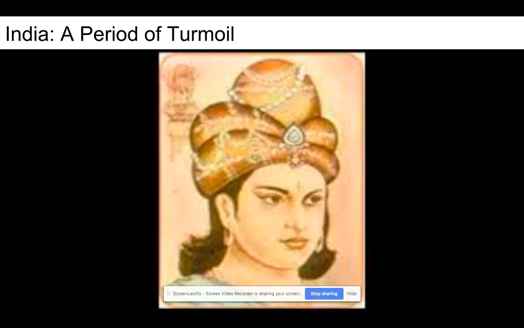Southern India also experienced turmoil. It was home to 3 kingdoms that had never been conquered by the Mauryans. The people who lived in this region spoke the Tamil language and are called the Tamil people. These 3 kingdoms often were at war with one another and with other states.